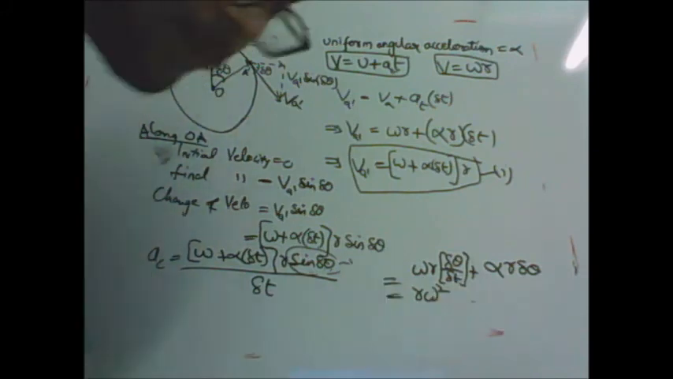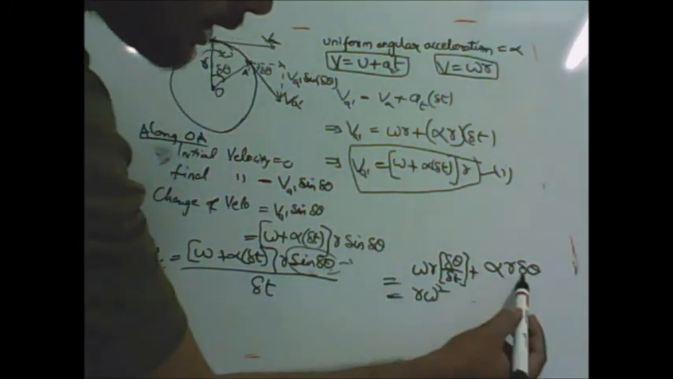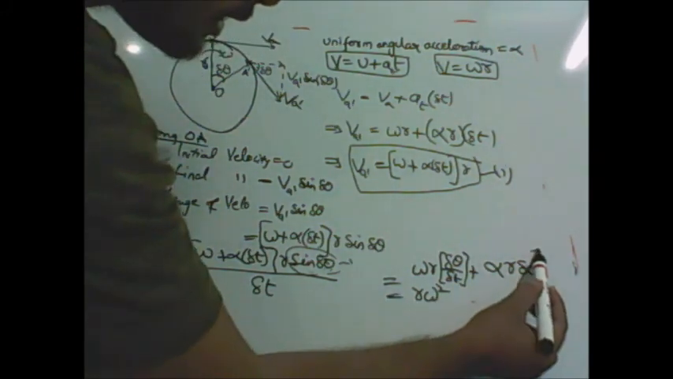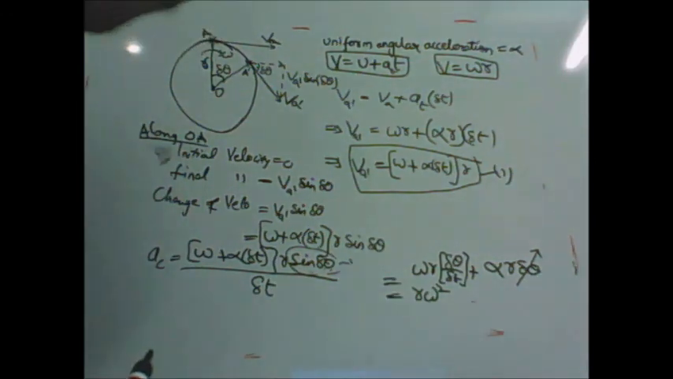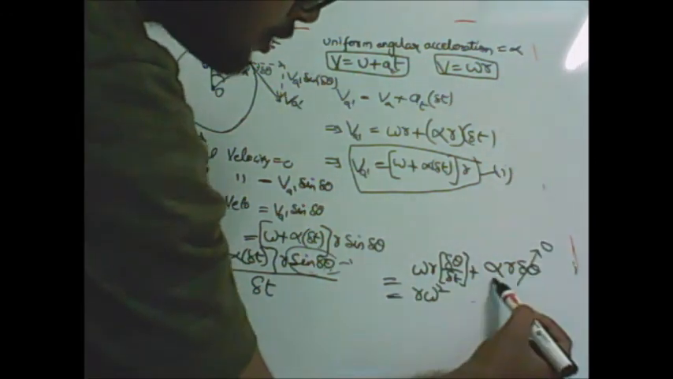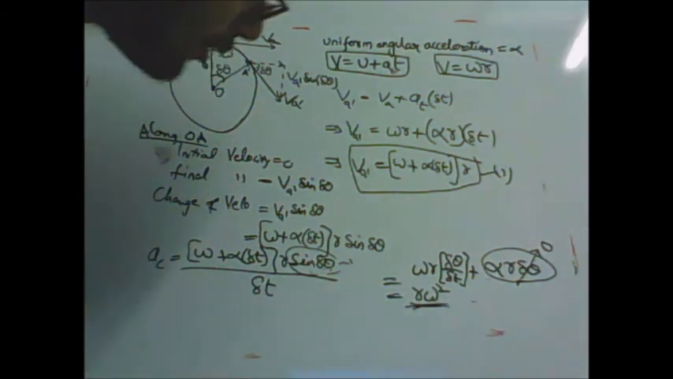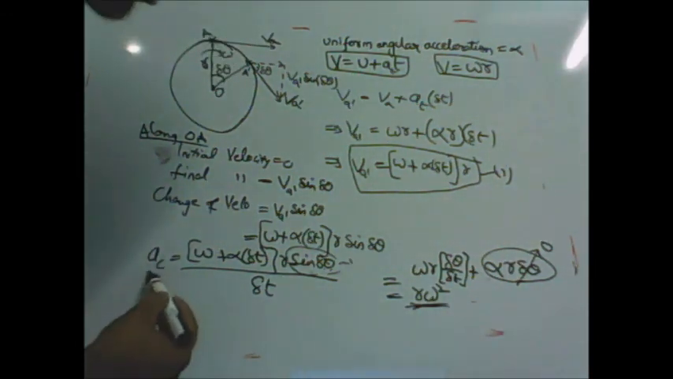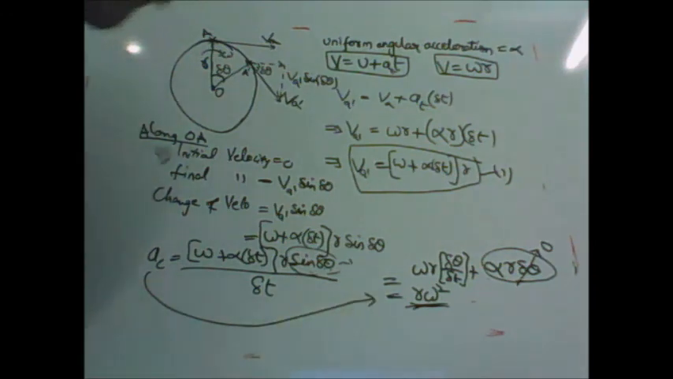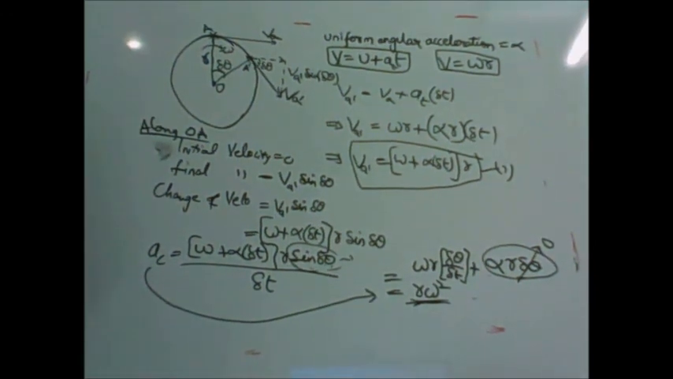But in the second term, when we consider this delta theta, we have earlier concluded that it tends to 0. So this whole thing tends to 0. So finally we will get r omega square, which is nothing but the centripetal acceleration. Hope the concept is clear.